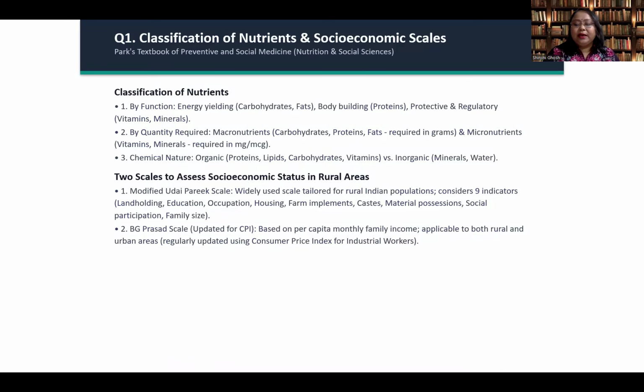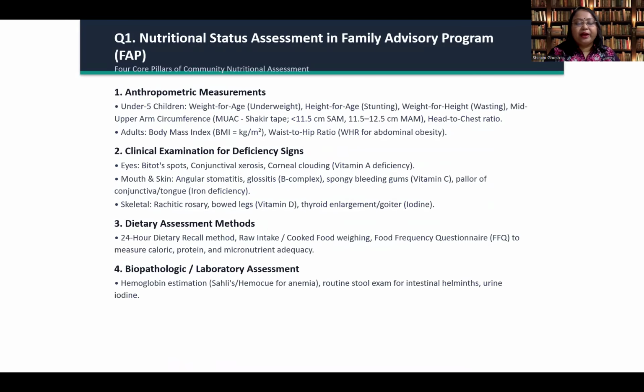Okay. Next, classify nutrients, what you will do for family visits, how you are assessing. Mention 2 scales, write in brief the recommendations you give to the children and adolescents for anemia following national guidelines. So classify nutrients, all of us know. Socioeconomic status, you can write about modified Parekh scale, BG Prasad scale. These you can write. And how to do the assessment, all of us know. Anthropometric measurements, clinical examination for deficiency signs, dietary assessment methods, and biopathological laboratory assessments.